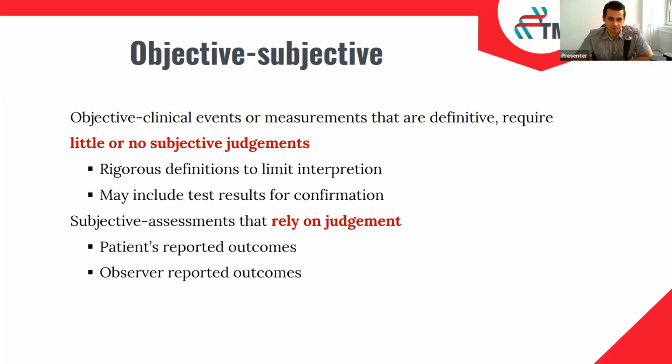Outcomes can be objective or subjective. Objective outcomes are usually the hardest outcomes, and there is a rigorous definition which will limit the interpretation. So this is an objective outcome. It may include test results for confirmation. Now, on the other hand, subjective outcomes rely on subjective judgment. For example, patient-reported outcomes like pain scale, visual analog scale, or observer-reported outcomes like quality of life.